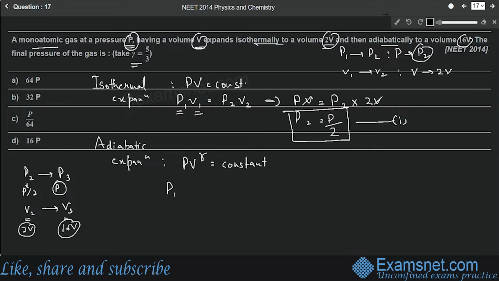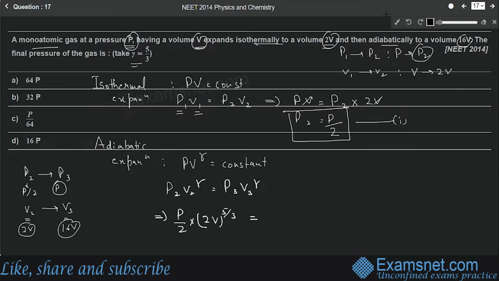Now P1 into, sorry, this time we have P2. Okay, so P2 V2 to the power gamma is equal to P3 V3 to the power gamma. Okay, so let's put the values. P2 was equal to P by 2 into V2 was 2V. Okay, so 2V to the power gamma. Gamma is given as 5 by 3 in the question. And on the right hand side, P3, that is unknown, and V3 is 16V. So 16V to the power gamma, that is 5 by 3.